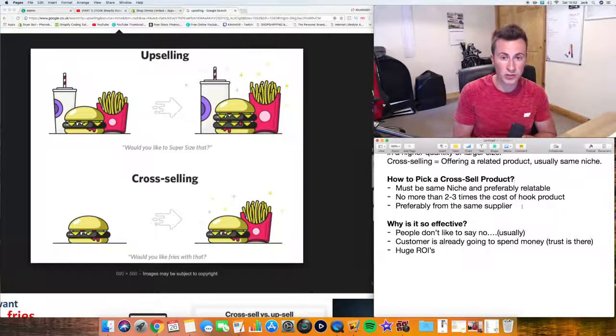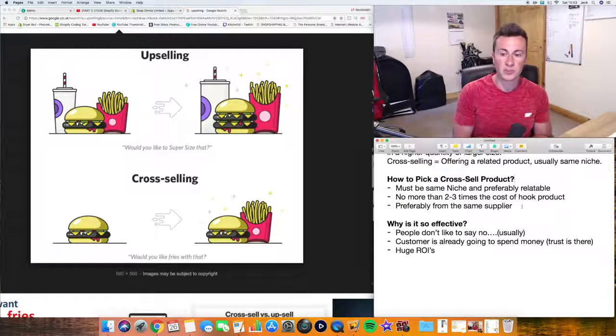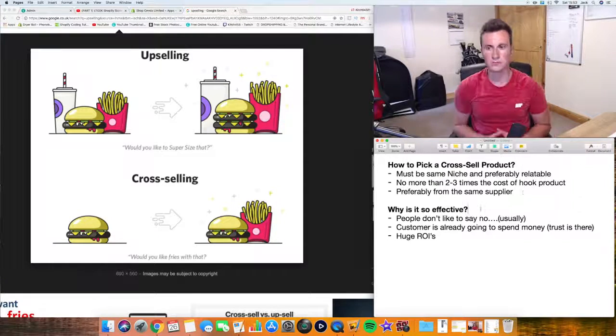Number 1, the products will arrive together. This is always a good thing. It just avoids your customers getting confused and emailing you, saying, I've received this product but not this product. And number 2, if they're from the same supplier, you're only going to pay 1 carriage charge, which is going to make your profit margin look a lot better.